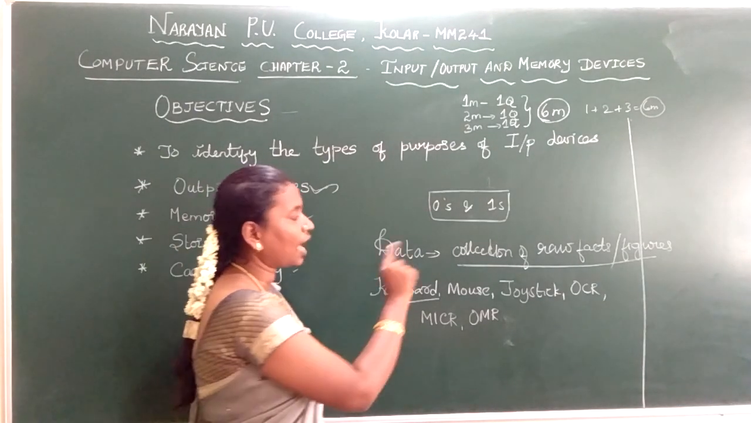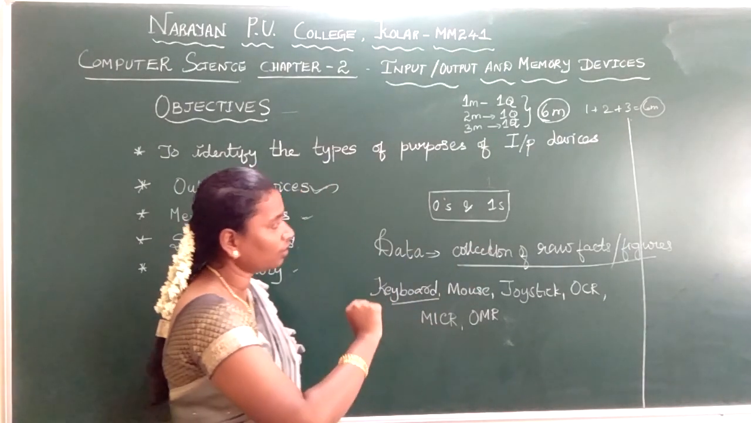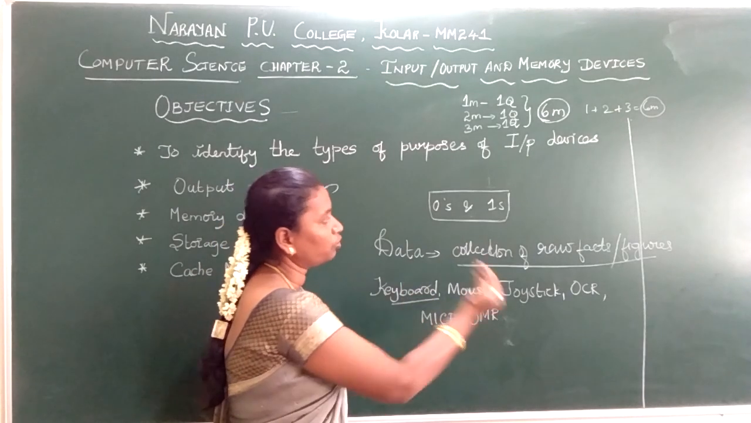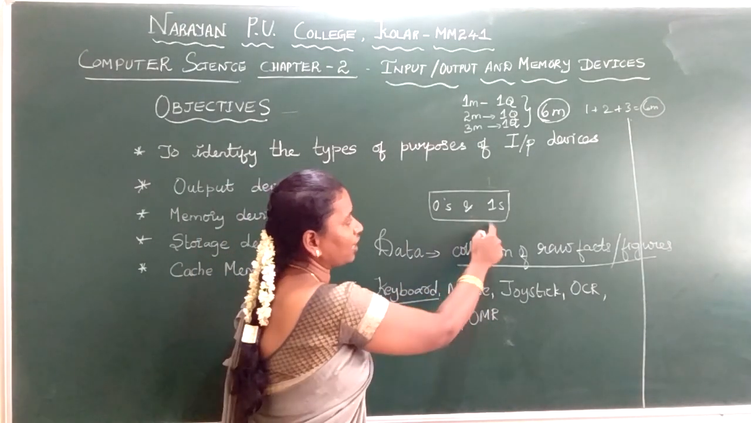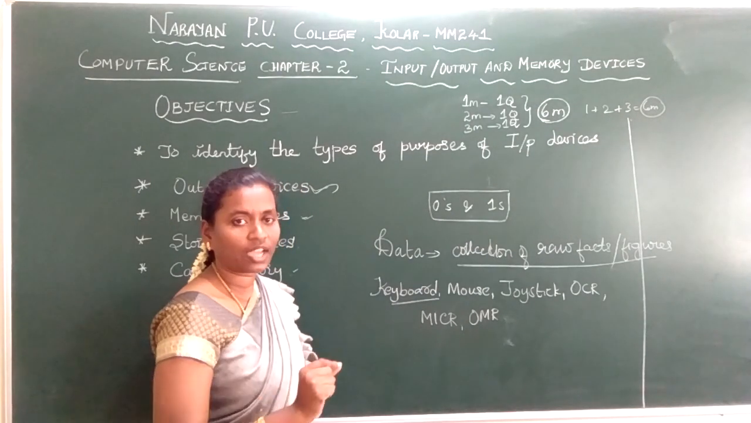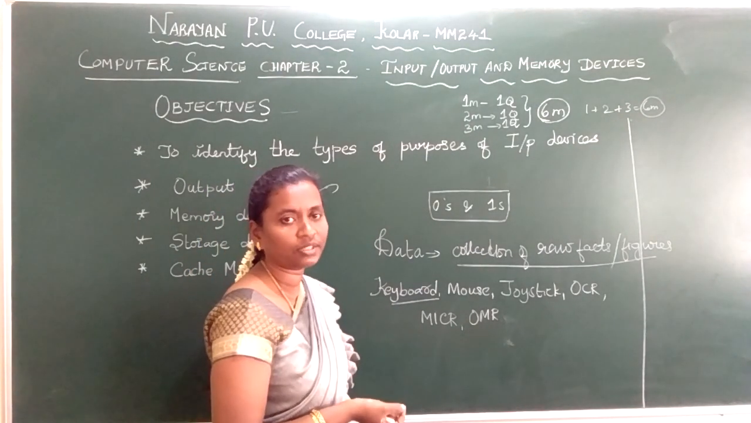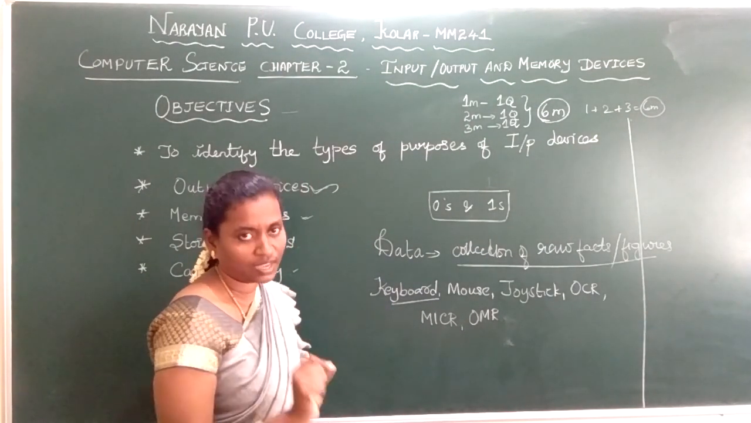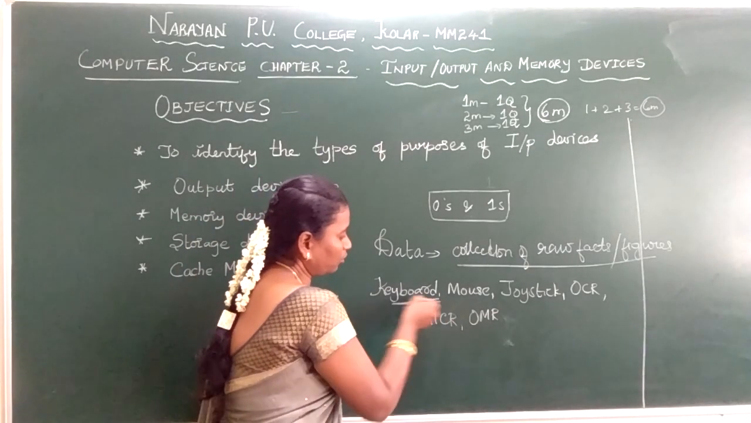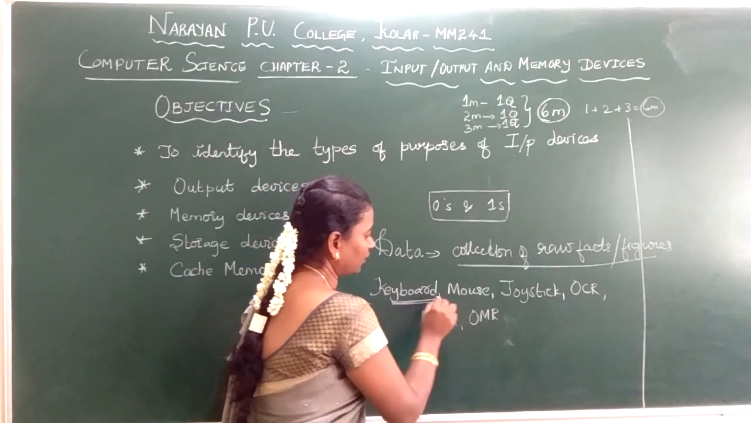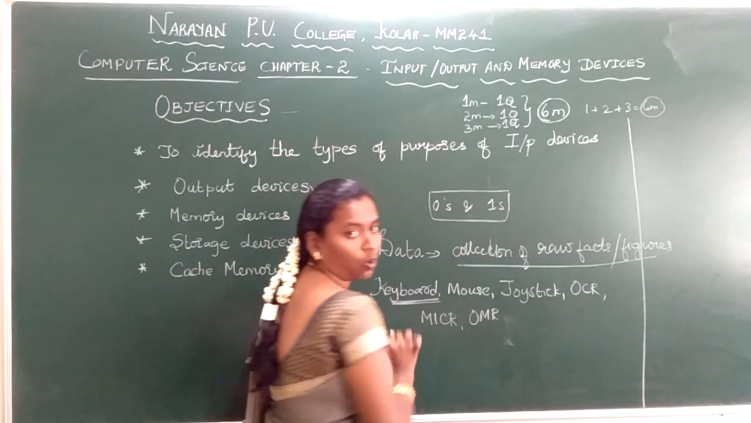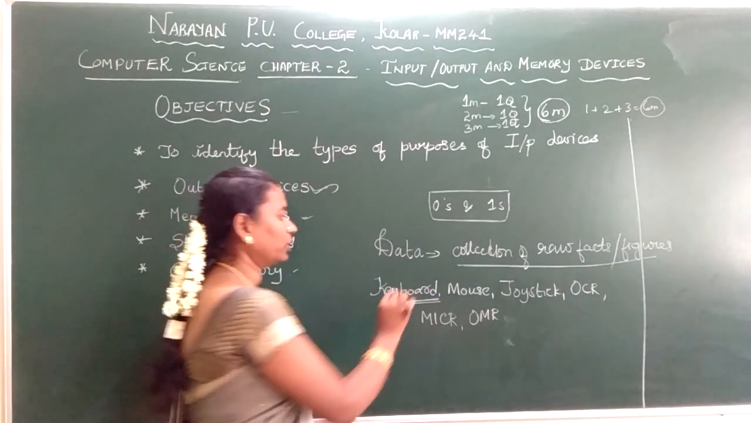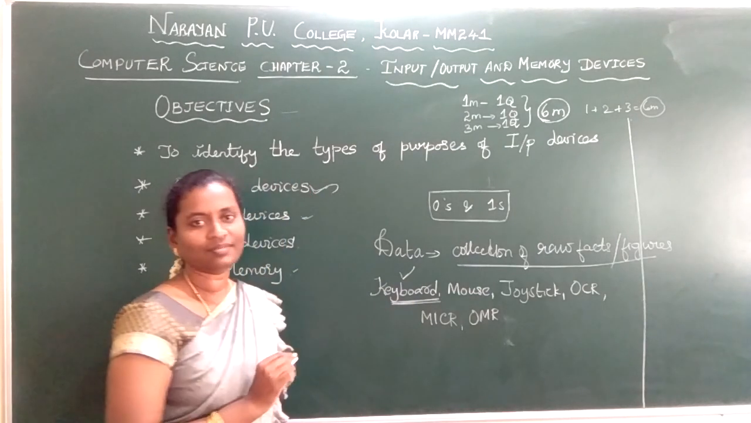Now, the computer has to convert the human understandable languages into machine language, that is zeros and ones. So we need a device to feed the data into a computer, that is nothing but your input device. I told the major input devices: first is keyboard, mouse, joystick, OCR, MICR, and OMR. Now first we will see about the keyboard.